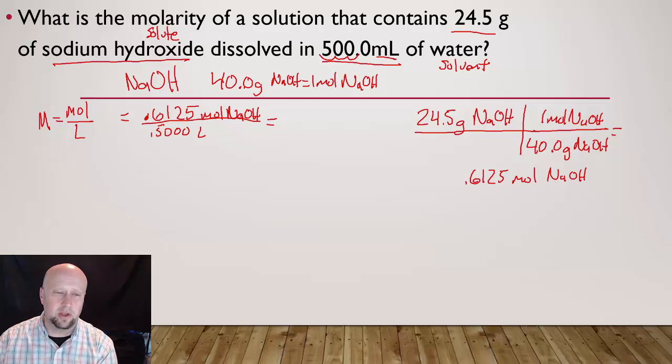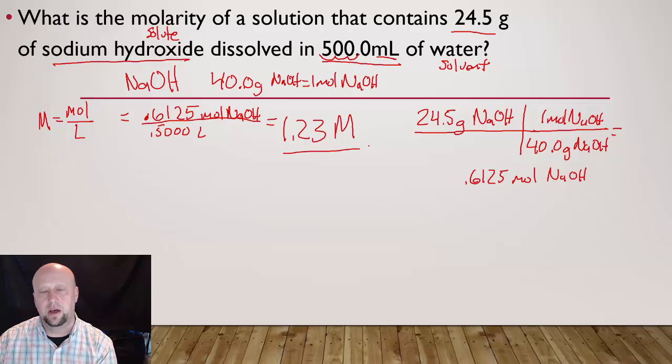We're going to punch that into our calculator, 0.6125 divided by 0.5, and that is going to give us a molarity of 1.23 molar. Okay, now you don't have to write it as 1.23 with a capital M. That's how I would pronounce that, 1.23 molar. You could also write that out as 1.23 moles per liter. And depending on the textbook or depending on the problems you're working, those two things are interchangeable. You could definitely use those at any point.